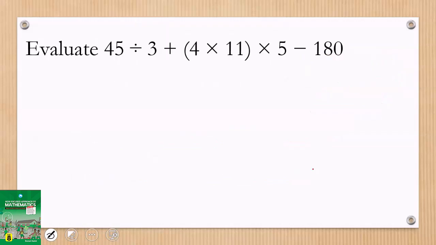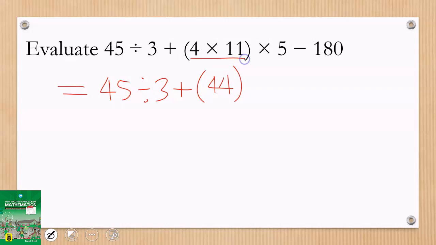This is example number 1. Evaluate 45 divided by 3 plus, in brackets, 4 times 11, times 5 minus 180. If you go by the rule, we do the bracket first. So we maintain whatever we have here, don't tamper with it. Let's go to the bracket first, which will give us 44. That is 4 times 11. Then times 5 minus 180.